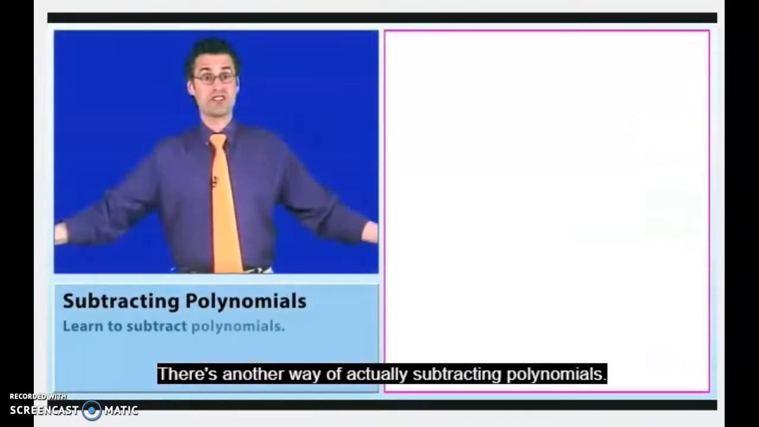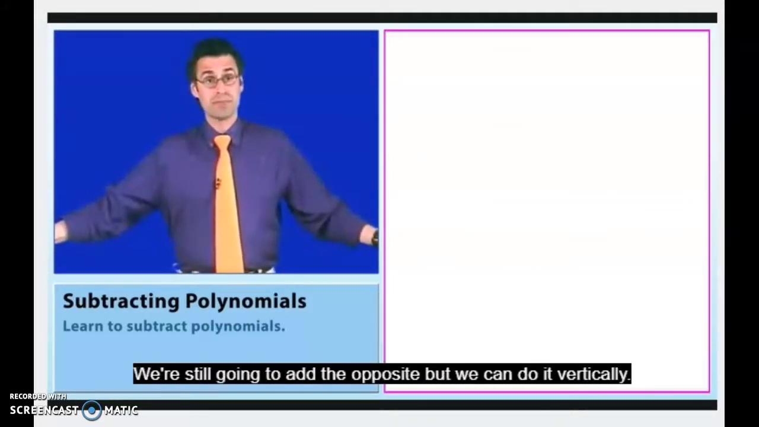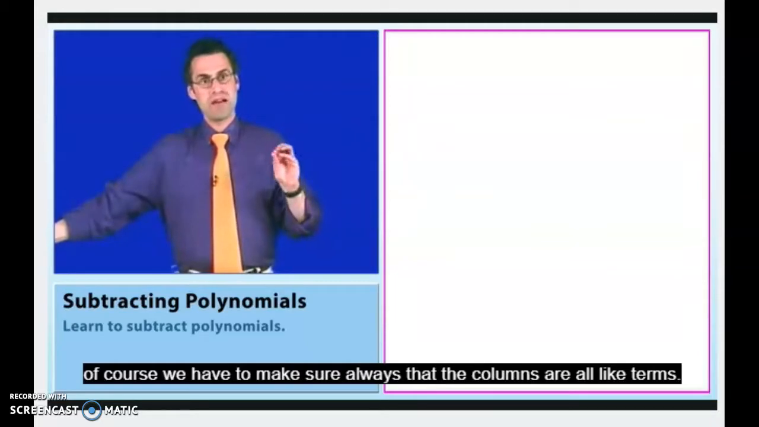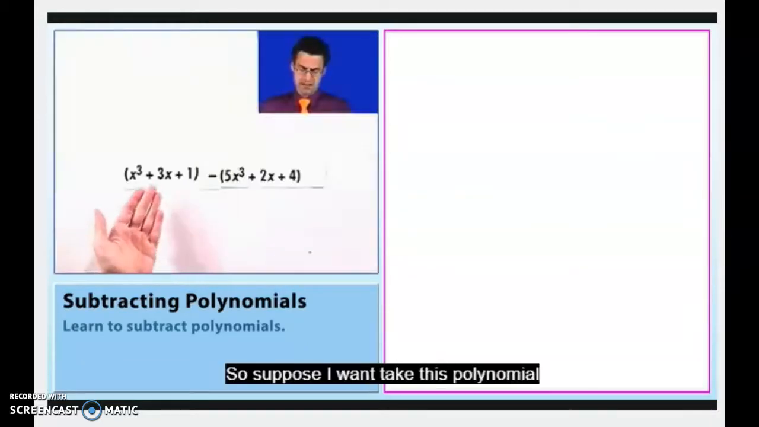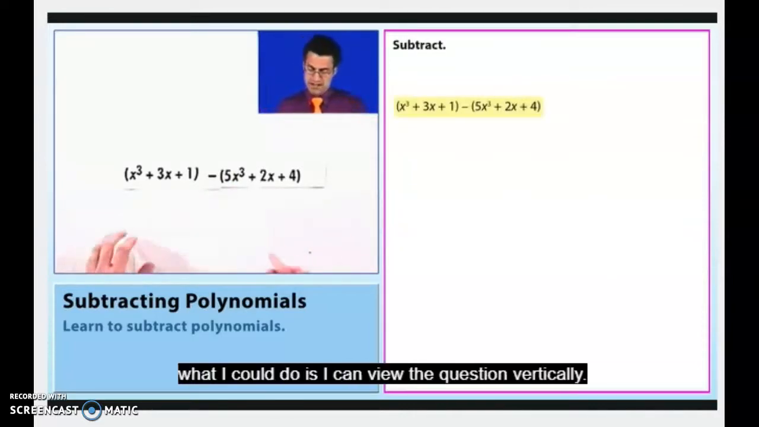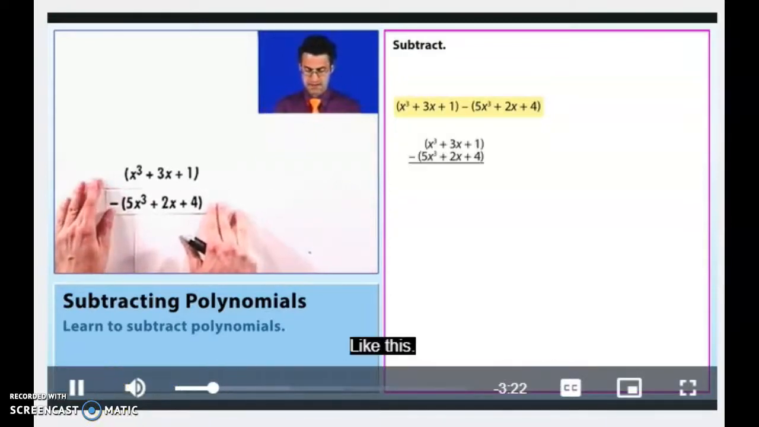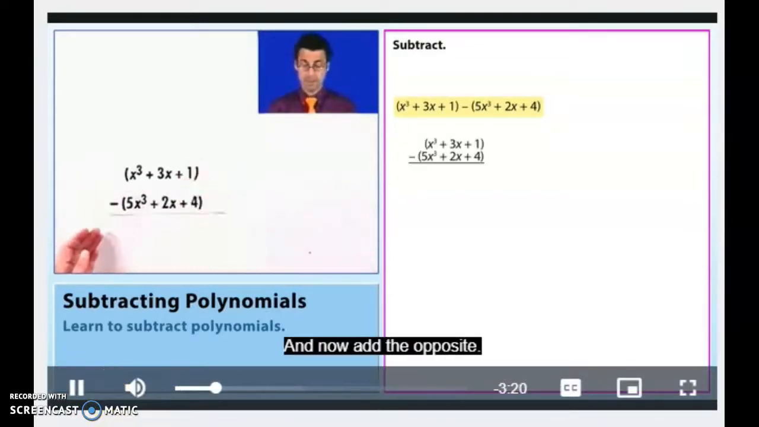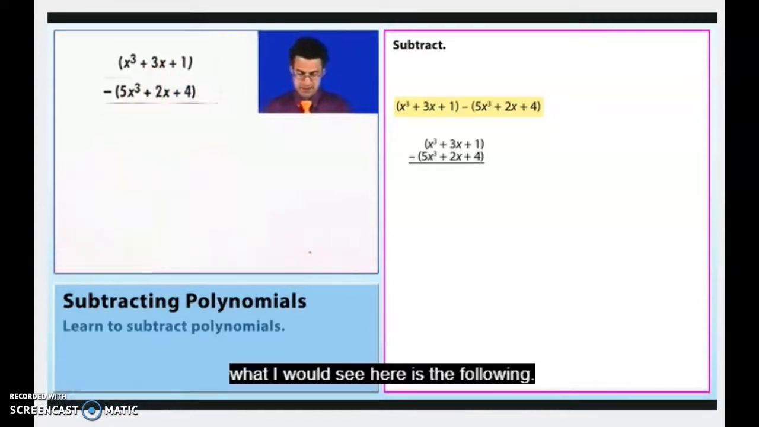There's another way of actually subtracting polynomials. We're still going to add the opposite, but we can do it vertically. Just like when we did with addition. Of course, we have to make sure always that the columns are all like terms. So suppose I want to take this polynomial and then subtract this polynomial. Well, what I could do is I could view the question vertically, like this, and now add the opposite. So if we were to do that, what I would see here is the following.